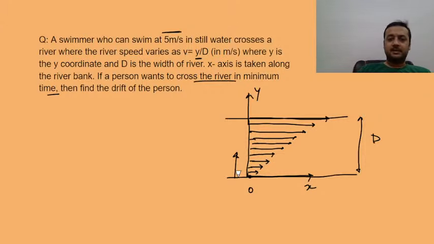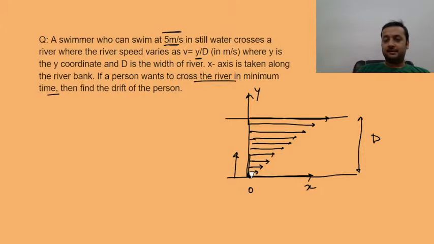In that case, minimum time happens. I hope you know this. You have been taught this. So in this case, the person is moving at a speed of 5 meter per second and he's trying to move along y-axis. But because of river velocity, he will be slightly drifted along x-axis. I hope you understand this, right?